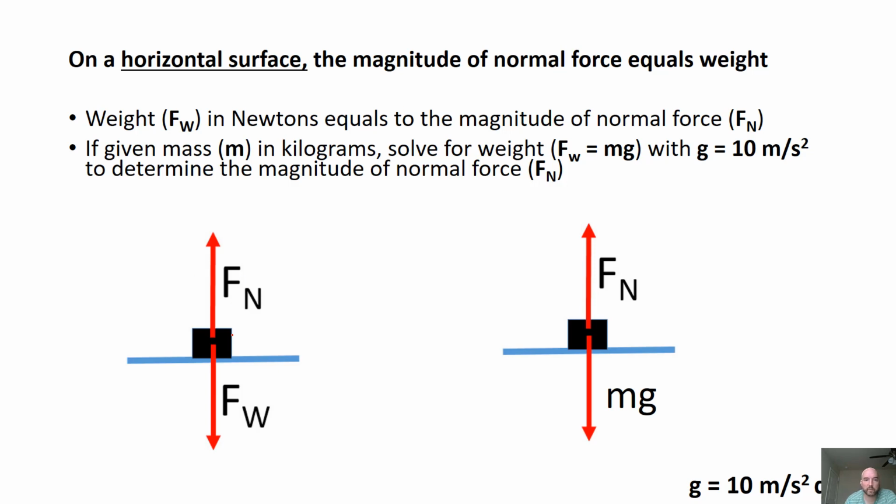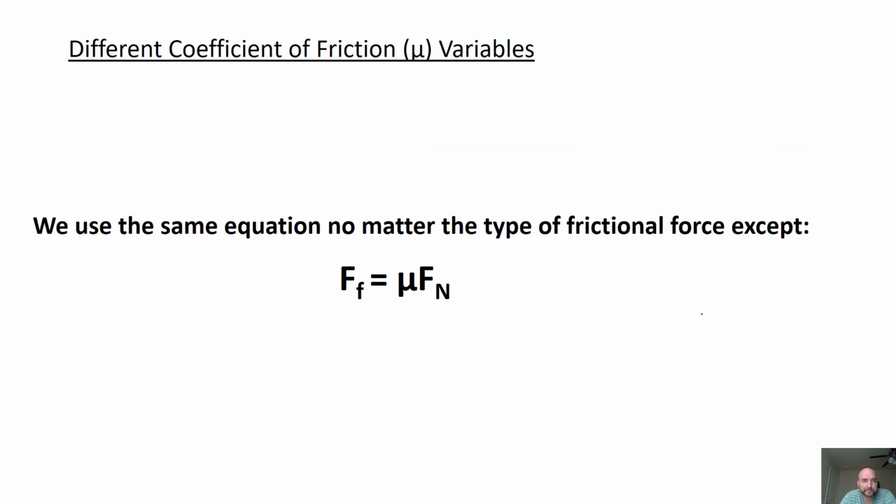So you might be given weight in a problem, and if you're given weight, that's going to be the number you're going to use for Fn. But sometimes you're going to be given mass in a problem. If you're ever given mass, you have to solve for weight, and weight is equal to mass times gravity, using 10 meters per second squared on Earth. So if you're given mass, just multiply by 10, and that will be the normal force. If you're given weight, you're already there. You go straight to normal force, which would be equal to the weight. Once again, the magnitude of the weight. The direction is going to be different.